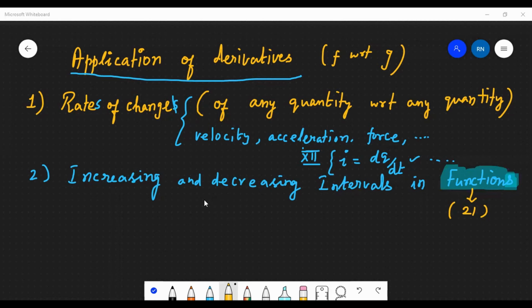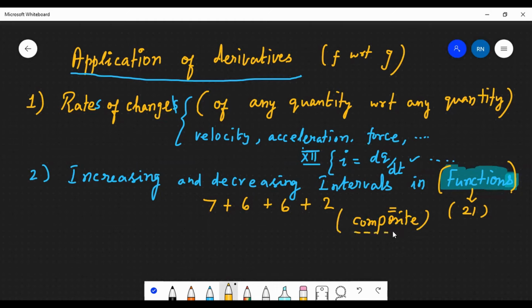21. 11th standard chapter 2, 7. 11th standard chapter 3, trigonometry, 6. 12th standard inverse trigonometry, 6. In chapter 5, exponential and logarithm, 2. That makes a total of 21 different functions. And in chapter 1 you have also studied composite functions, where you compose different functions, one into the other. For all these functions and composites, you should analyze the intervals where a function is increasing, in the sense that it has an upward trend in the graph, or decreasing, a downward trend in the graph. That is called the increasing and decreasing interval.